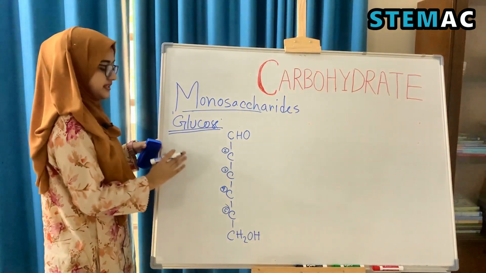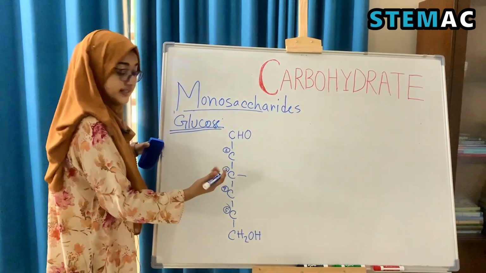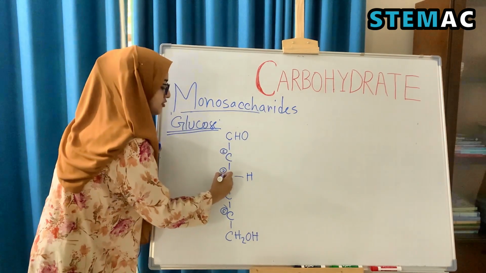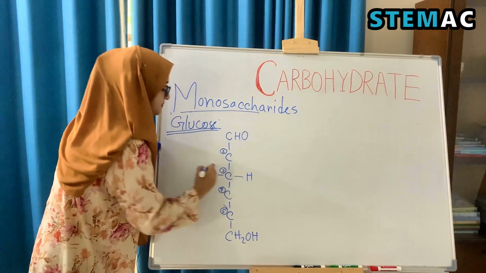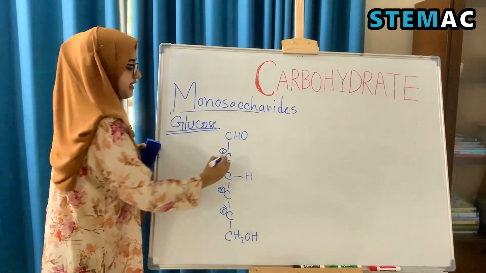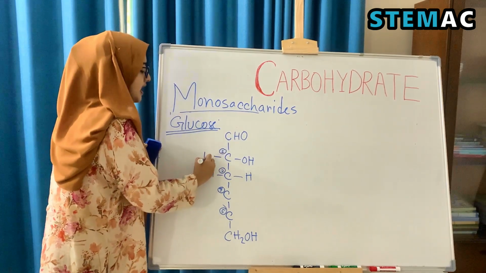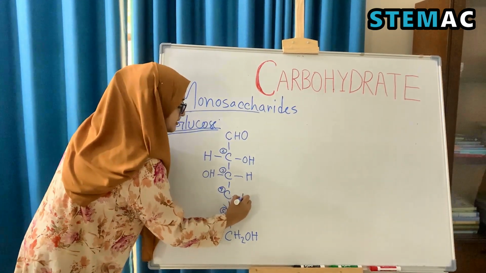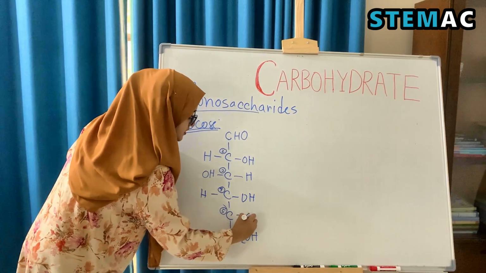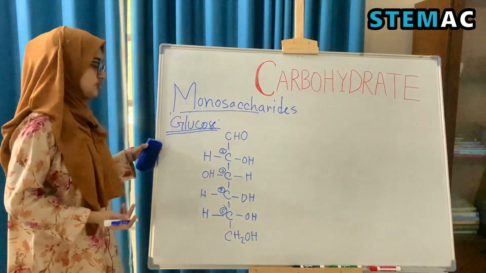Here is a bit of a difference in the third carbon, that on the right side there will be hydrogen and on the left side there will be hydroxide. And for carbon number 2, 4 and 5, it's the same. So there will be hydroxide on the right side and hydrogen on the left side. So this is that well-known glucose that we always talk about.